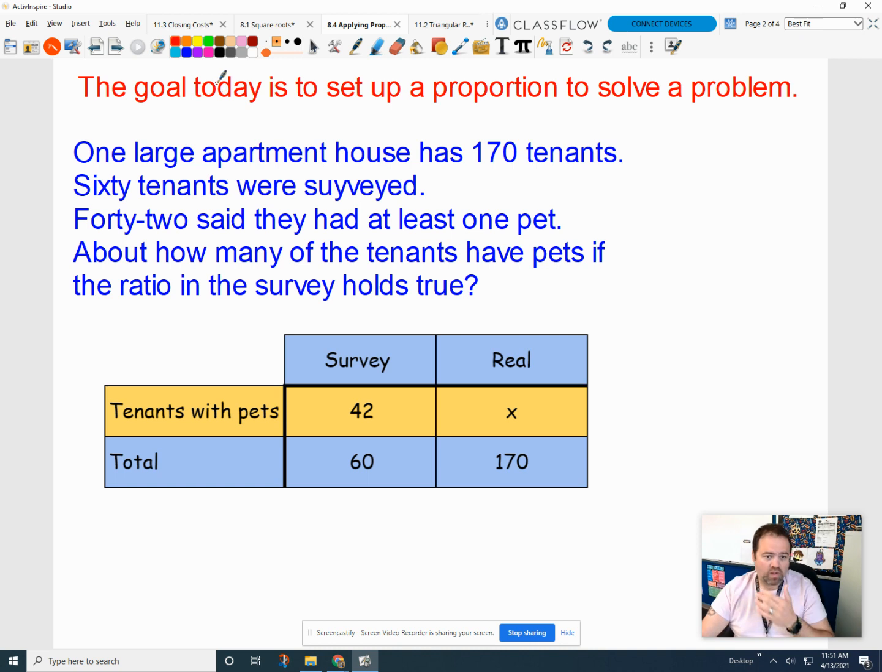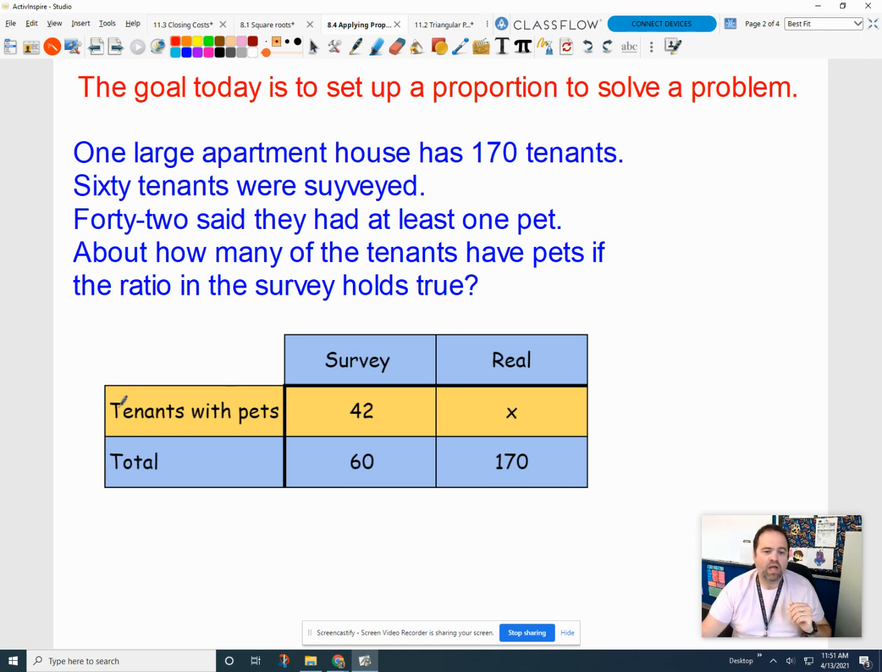So here we go. A large apartment house has 170 tenants. So a big apartment building, 170 tenants. 60 tenants were surveyed. 42 said that they had at least one pet. About how many of the tenants have pets if the ratio of the survey holds true? So they're asking a small number if they have pets, and then they're going to apply that ratio to the bigger number of 170 people.